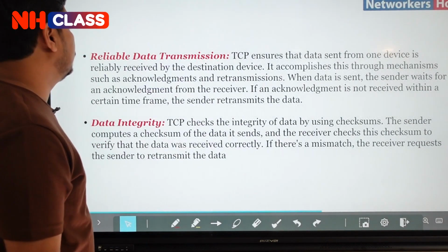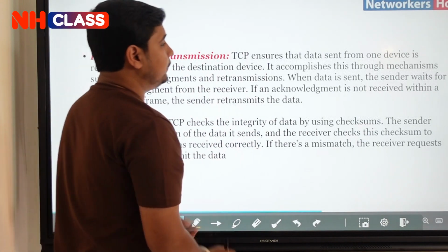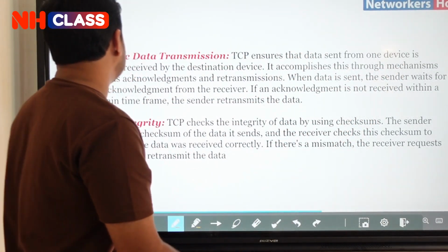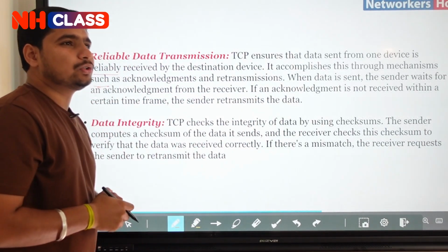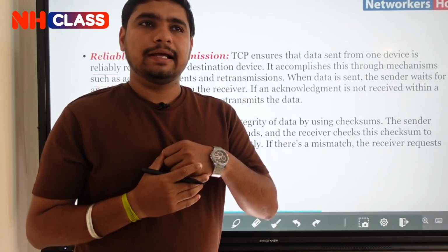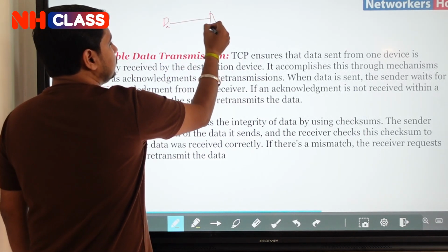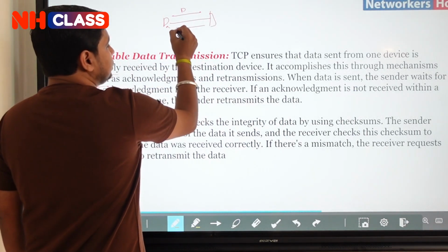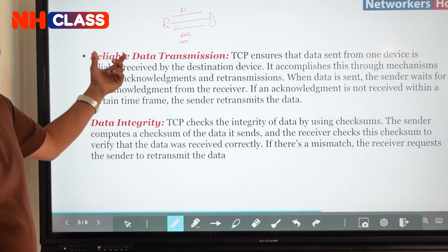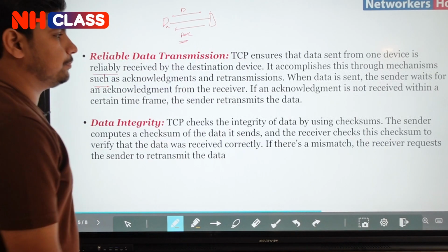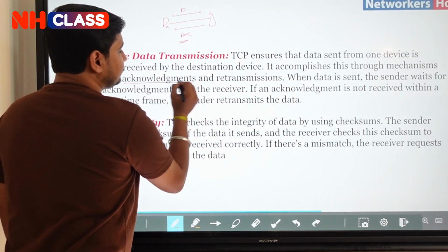Now, the first point here, reliable data transmission. Okay, let's talk about it. TCP ensures that the data sent from one device is received reliably by the destination device. In TCP, guys, we have the concept of acknowledgement. When a device transmits data to another device, the destination device sends an acknowledgement. That concept is in terms of reliable data transmission. It accomplishes this through mechanisms such as acknowledgments.